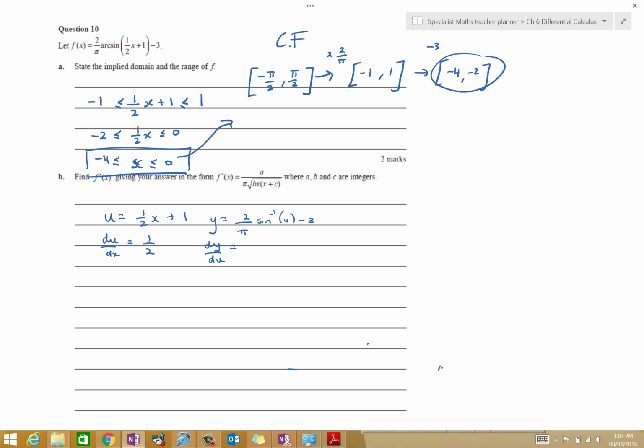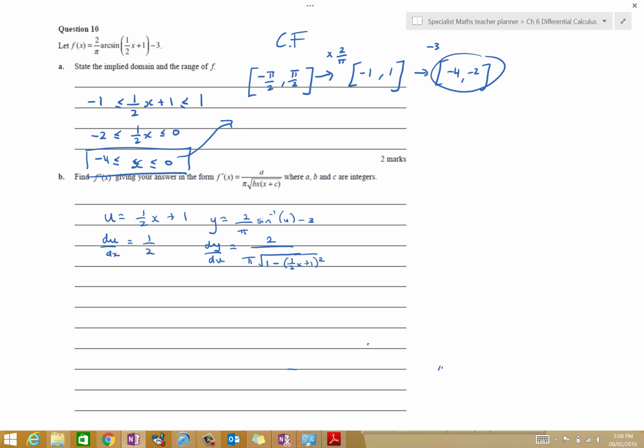So the derivative of inverse sine of u is what? Is it negative or positive? Positive. So we've got 2 on pi square root of 1 minus u squared. And u is a half x plus 1. So it's going to look like this: 1 minus a half x plus 1, all squared. Like so. That's, of course, me filling in and putting u in.